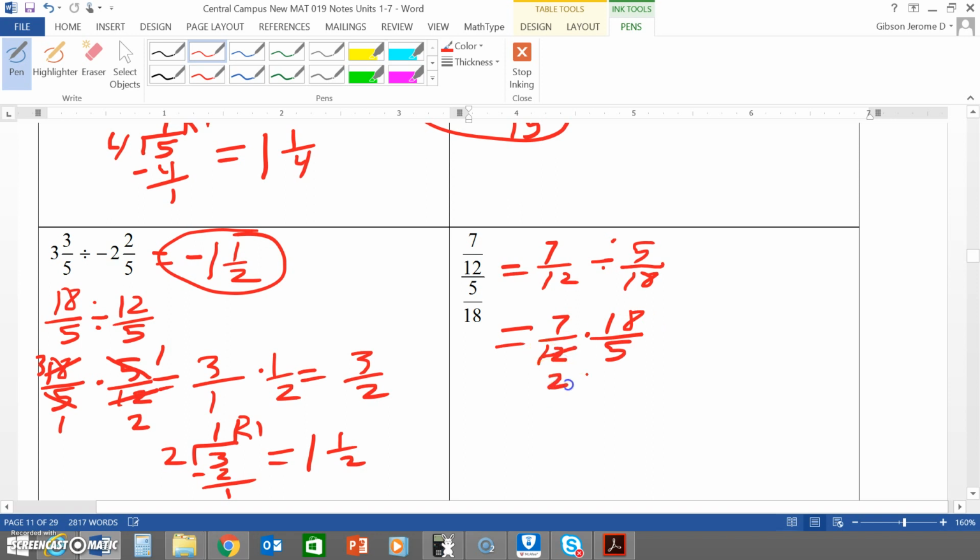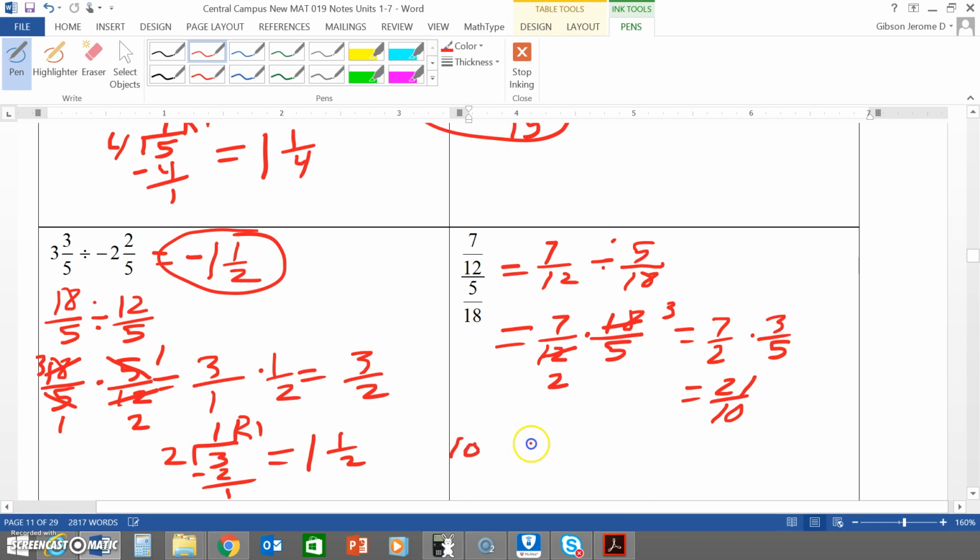So 6 goes into 12 twice. 6 goes into 18 3 times. So we have 7/2 times 3/5. So this will give us 21 over 10. Now we cannot simplify this. So now again, we did not start with mixed numbers, and the directions didn't tell us to write it as a mixed number, but your instructor may have told you to. So I'm going to write the mixed number here, but if not, you can leave it as 21 over 10.